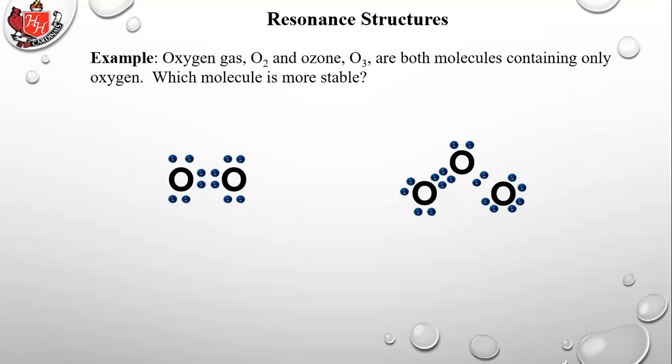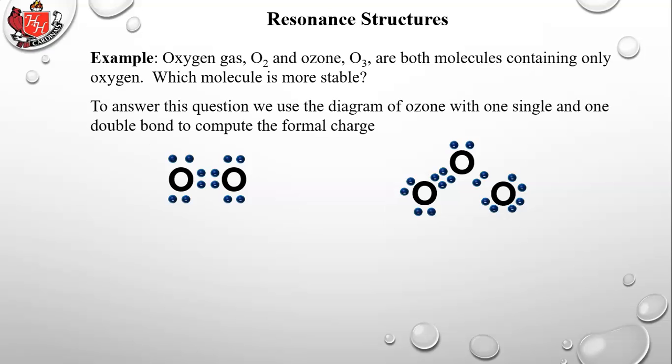Now, example: oxygen gas O2 and ozone O3 are both molecules containing only oxygen. Which molecule is more stable? So now we're going to apply formal charge again, but this time it's not to two molecules with the same configuration that were derived from the rules of forming covalent bonds. These are actually two different molecules, and they both appear in nature. But one of them is more stable than the other, so we're going to use formal charge to determine that, just as we did earlier.